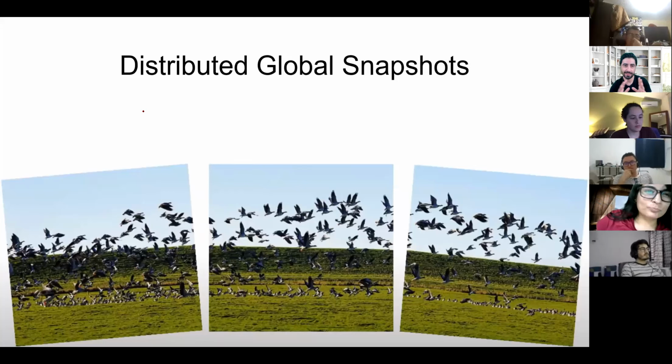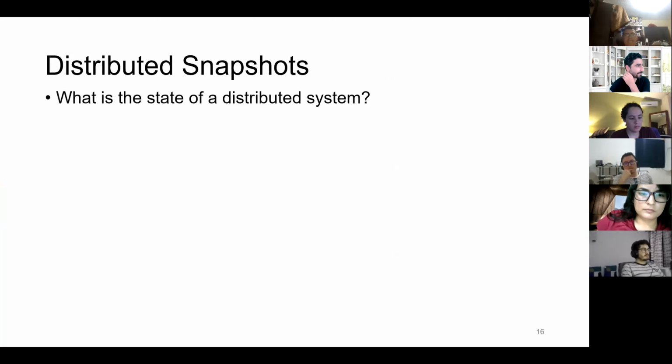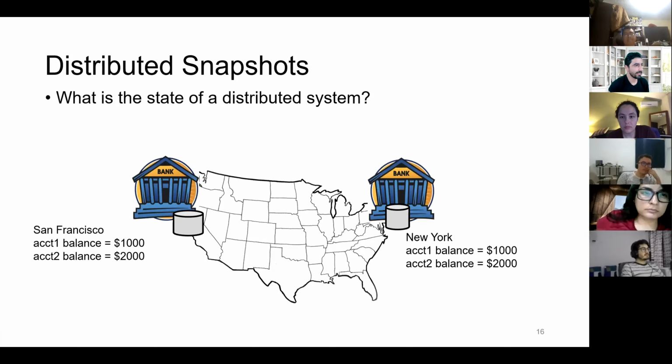How can we have distributed global snapshots? By snapshot, I mean this: I want to capture the state of my system. I want to know the state of my system at any given time. For any failure that happens, I want to know what happened, right? So let's see how we can do that. That's the idea. We want to know the state of the distributed system.